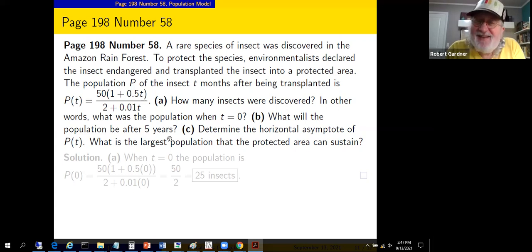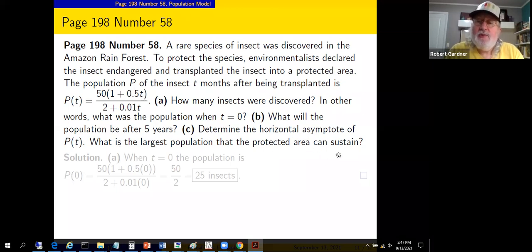Oh, these guys. T is measured in months, and they've asked us 5 years. We'll have to convert 5 years into months. So that was sneaky of them. They've mixed units together on this one. Determine the horizontal asymptote of P of T. What's the largest population that the protected area can sustain?